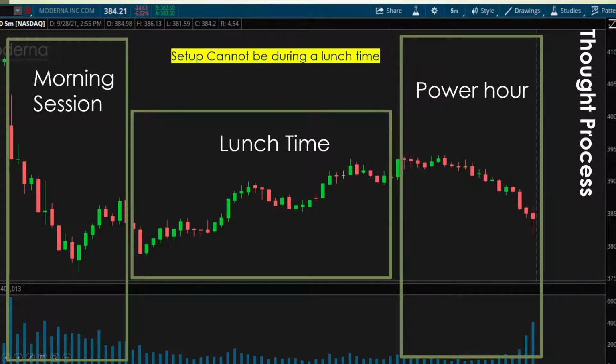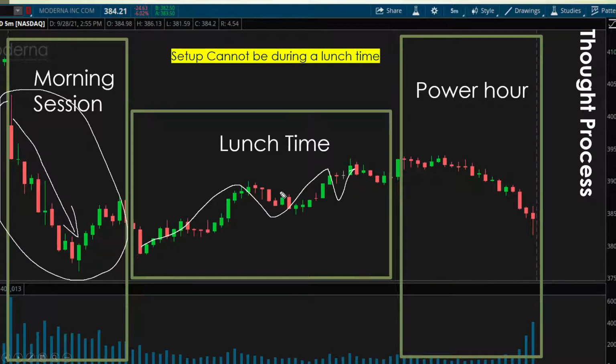Now, you look at the morning session action. This is normally the first 2 hours after the market opens. And notice here how there's a very definitive trend downwards. But then at lunchtime, the stock is going up and down, up and down. It's really not moving much.